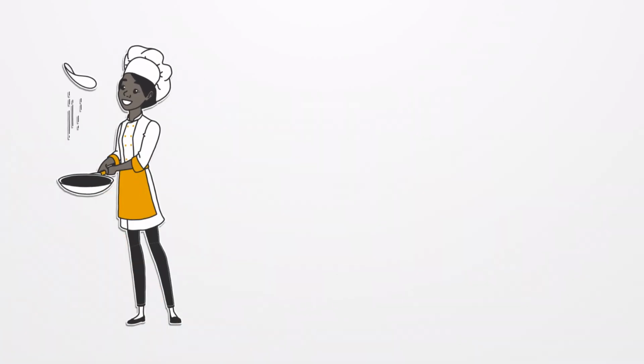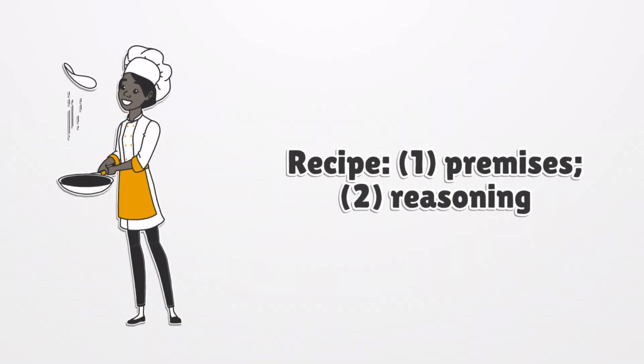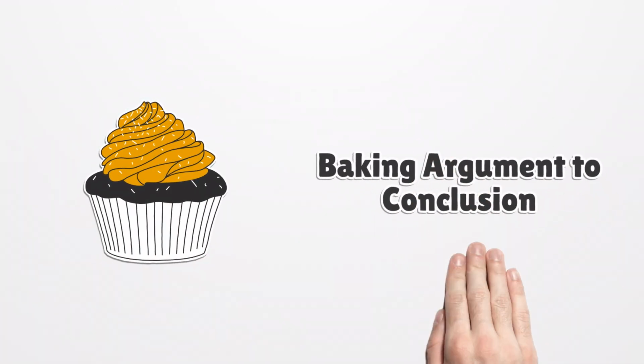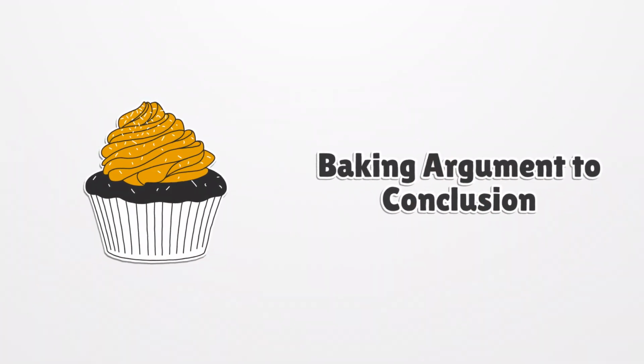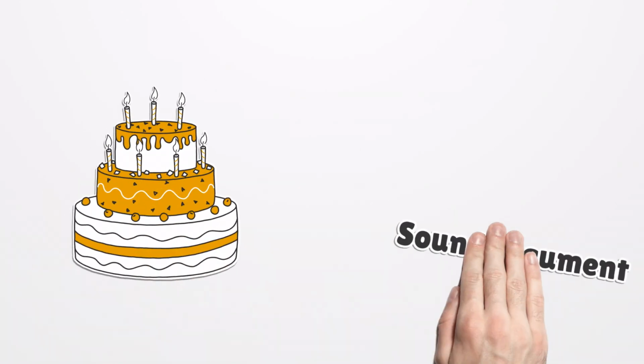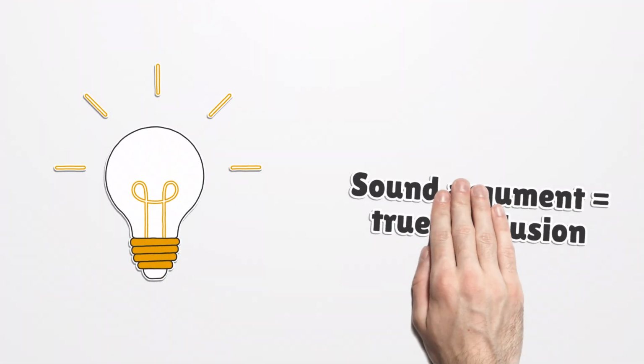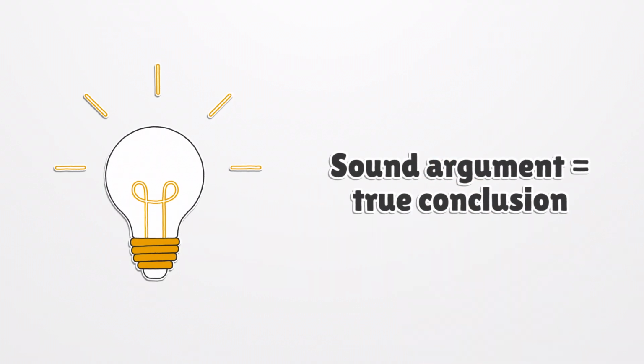Arguments are a bit like recipes. They have a list of ingredients, called premises, and a method, which we just call reasoning. The product of the argument, the thing you're baking in the first place, is the conclusion. If you use all the right ingredients and the right method, you get a sound argument out of the argument oven at the end. If an argument is sound, it means that the conclusion is true.